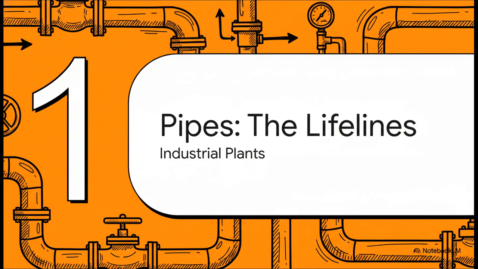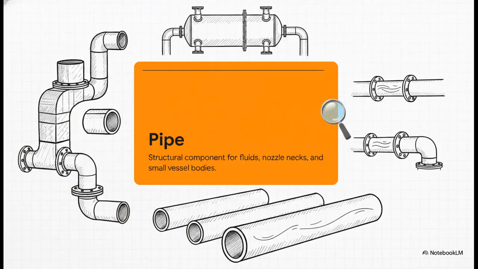The lifelines of industrial plants. All right, let's dive into the absolute foundation of fluid transport, the pipes themselves. Now, if you're new to this, you might just picture a pipe as a simple hollow tube moving liquid from point A to point B. But in plant engineering, pipes are basically massive, heavy-duty Lego blocks. They are highly specific structural components. We're talking about pieces built directly into multi-million-dollar equipment as nozzle necks. Sometimes really large diameter pipes are actually used as the bodies of small vessels themselves. They are the absolute foundation and the universal language for piping teams worldwide.